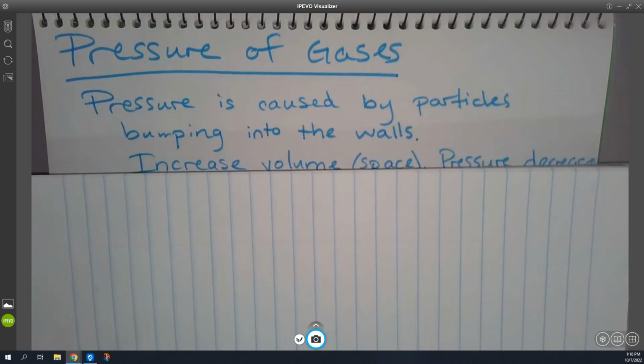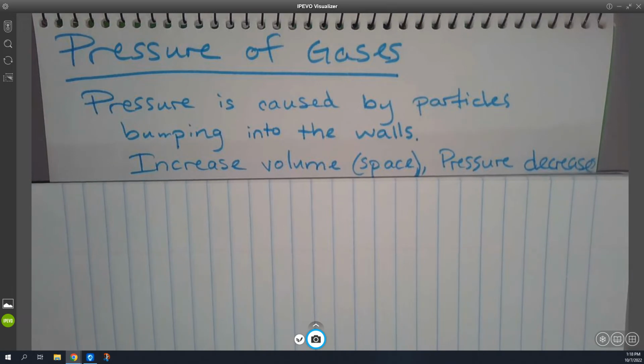All right. Here's the next one. Well, you did this, right? If you increase the volume, what happens to pressure? Goes down. Goes down, which the fancy word for that is decrease. And another word for volume is space.